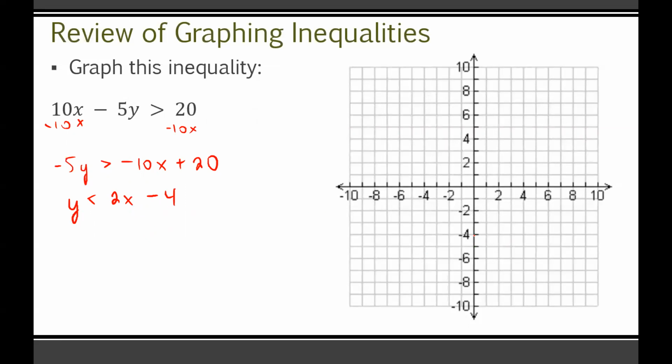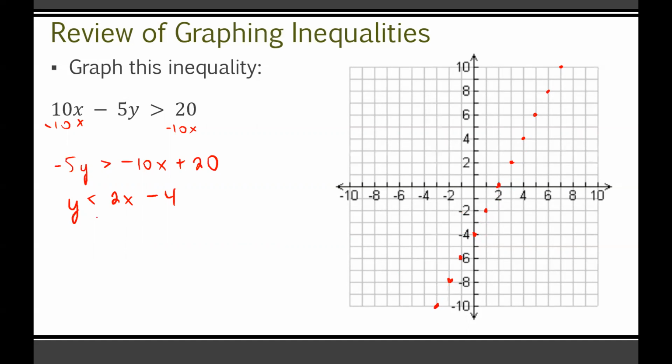So I'm going to start at my y-intercept here. That's going to be at negative 4. The slope, which is the number in front of the x, is 2. So we go over 1 up 2, over 1 up 2, over 1 up 2, and just follow that through like so. And then just for good measure, we'll go the other way, over 1 down 2, over 1 down 2, over 1 down 2. That looks pretty good.